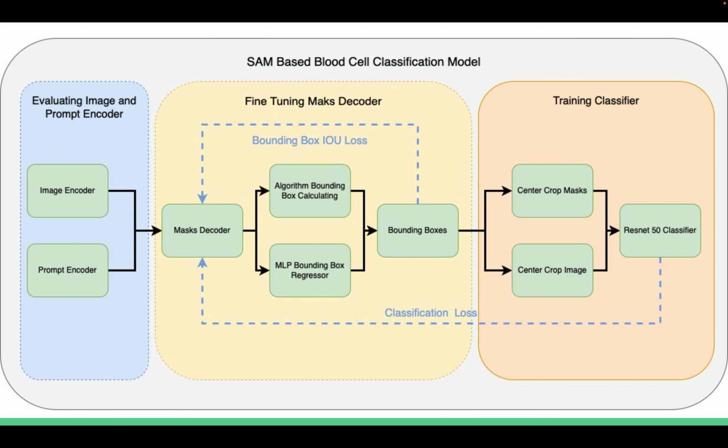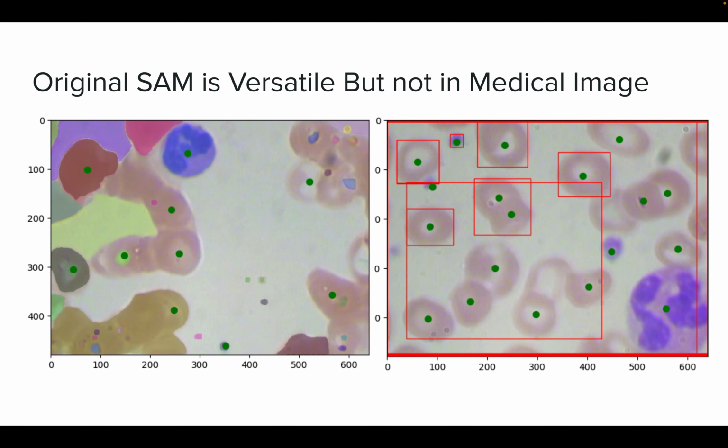For the mask decoder part, from segmentation to bounding box, we have two methods. And we also have two ways to feed the classifier: we can send the feature map extracted from the mask decoder to the classifier, or we can use the original image with the guidance of the bounding box, do the center crop, and then send it to ResNet 50.